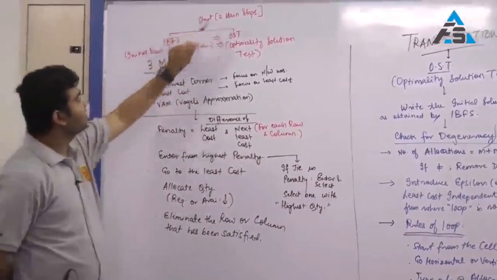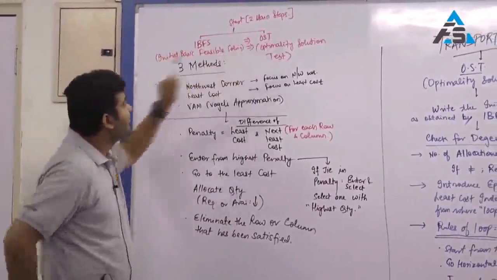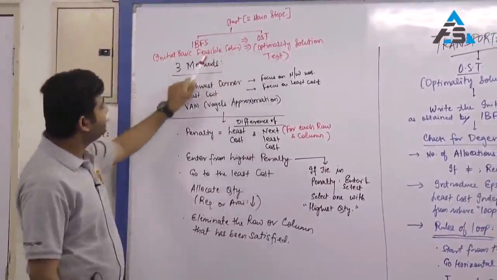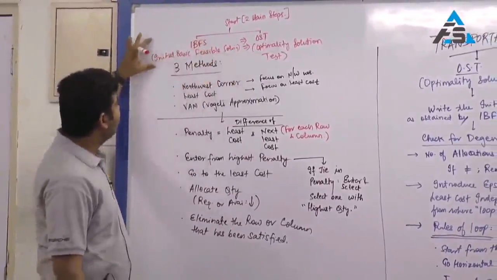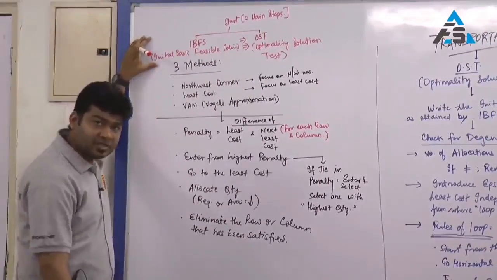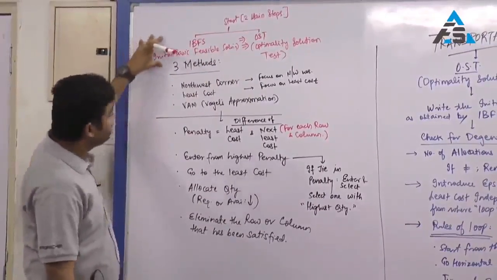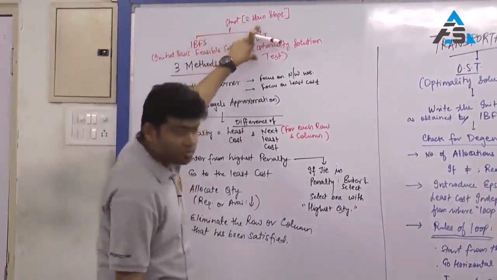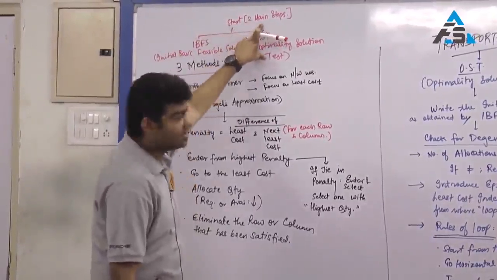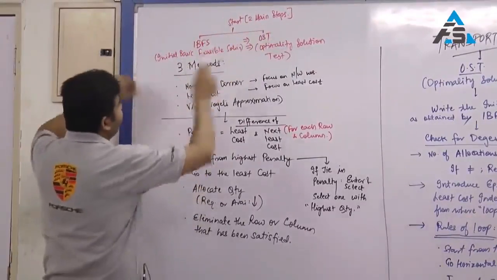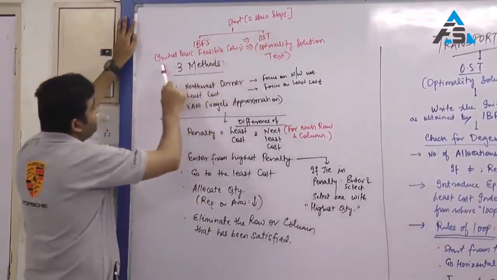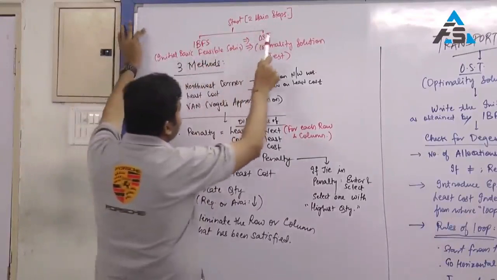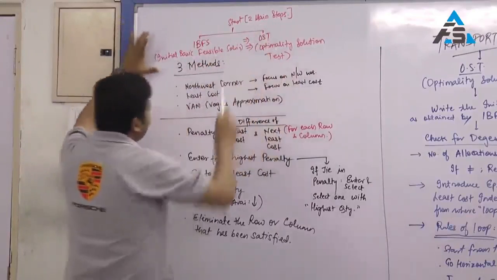Consists of two main steps, IBFS and OST. IBFS stands for Initial Basic Feasible Solution. So first thing that you have to do when you are solving a transportation problem is to ensure that you get your IBFS. Once this is done, you have to focus on OST, Optimality Solution Test. So two main steps is what we are focusing on. One, IBFS, Initial Basic Feasible Solution. Two, OST, Optimality Solution Test.